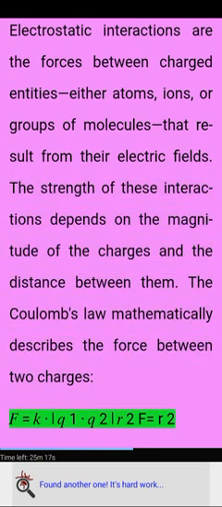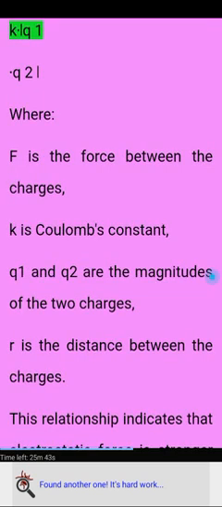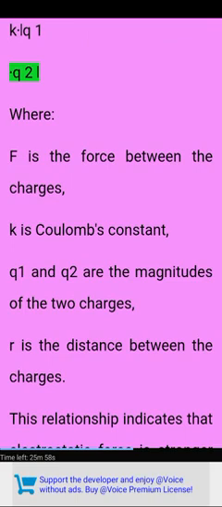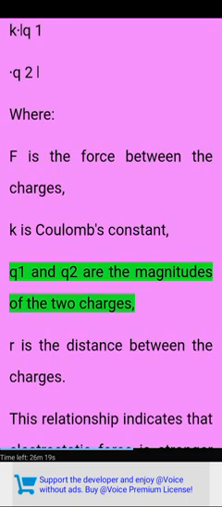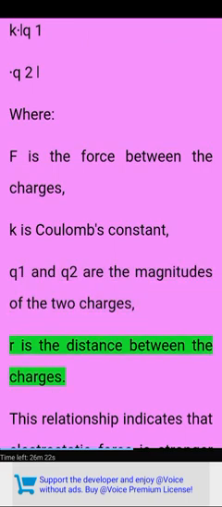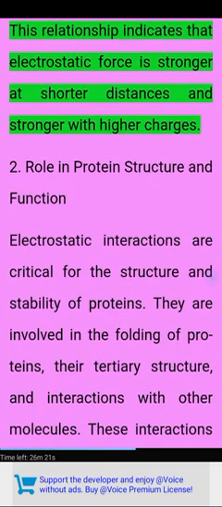F = k · (Q1 · Q2) / r². Where F is the force between the charges, k is Coulomb's constant, Q1 and Q2 are the magnitudes of the two charges, and r is the distance between the charges. This relationship indicates that electrostatic force is stronger at shorter distances and stronger with higher charges.